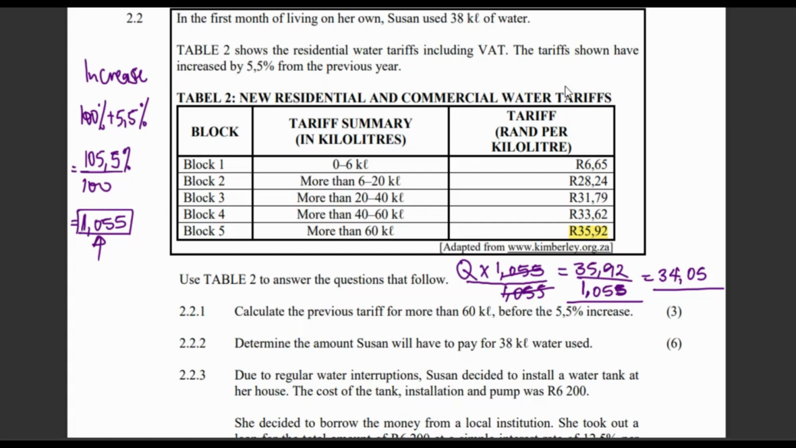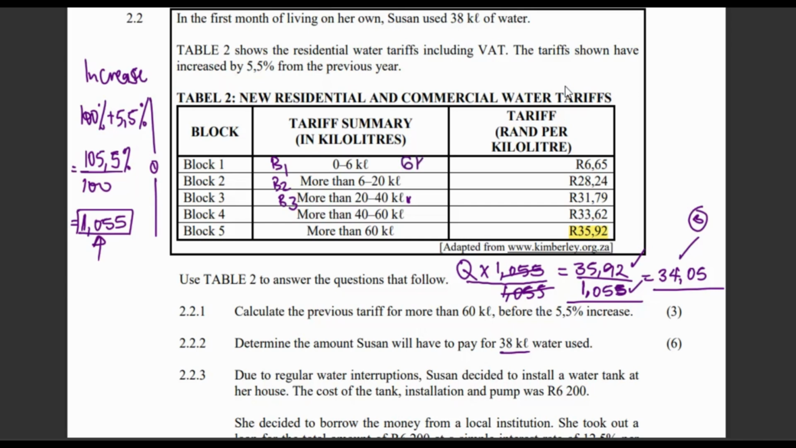So why is it 3 marks that we've done all this? I was just reminding you. So here the 3 marks come like that. So we go to the other part that says, determine the amount Susan will have to pay for 38 kiloliters of water. Mind you, when we are looking at water tariffs, we said these are buckets. Bucket 1, bucket 2, bucket 3, and indeed 38 will stop in bucket number 3. Not so? Yes.